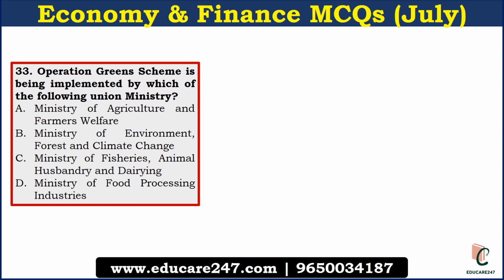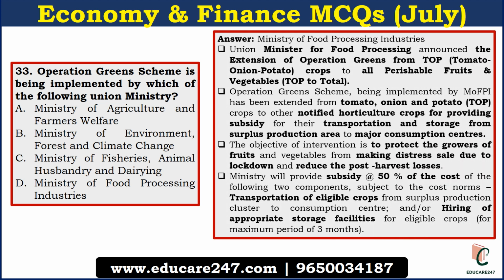The next question is, Operation Greens scheme is being implemented by which of the following union ministries? The answer is the Ministry of Food Processing Industries. Recently, the Union Minister for Food Processing announced that Operation Greens will be extended to all perishable fruits and vegetables. Currently, this scheme is applicable for top crops: tomato, onion and potato. Now, all the notified horticulture crops will be included under this scheme, and subsidy will be provided for the transportation of goods from surplus production areas to major consumption centers and for storage as well.